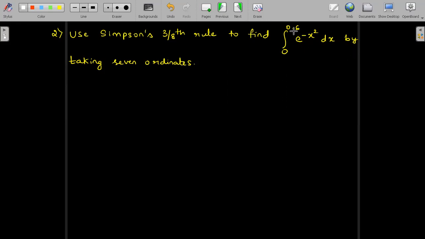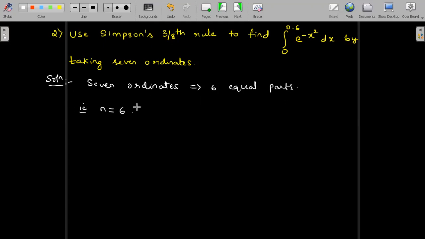So this definite integral is of the form integral a to b y dx. So a value equal to 0, b is equal to 0.6, function y is equal to f of x is equal to e power minus x square. And we have to take 7 ordinates. So 7 ordinates is equivalent to saying 6 equal parts. So very firstly, let us consider 7 ordinates implies 6 equal parts. That is one and the same as writing n is equal to 6.